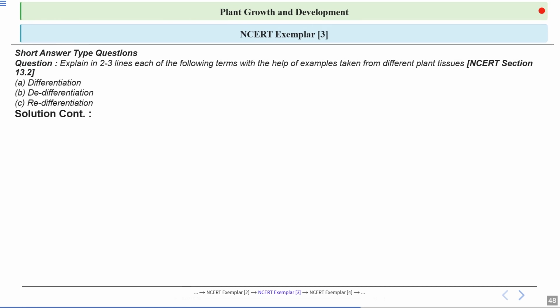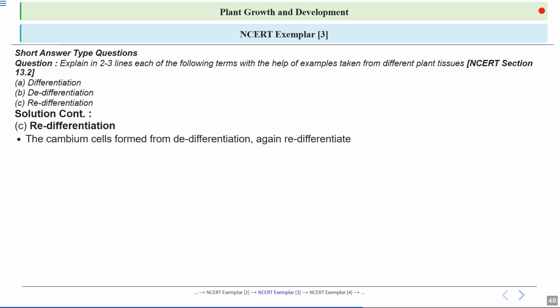Next, redifferentiation. So the cambium cell formed from dedifferentiation again redifferentiates. Once they get differentiated, they do the activity of that differentiated cell, and again they come back to their original position. Means from secondary cortex cells, the secondary xylem and phloem elements are formed.